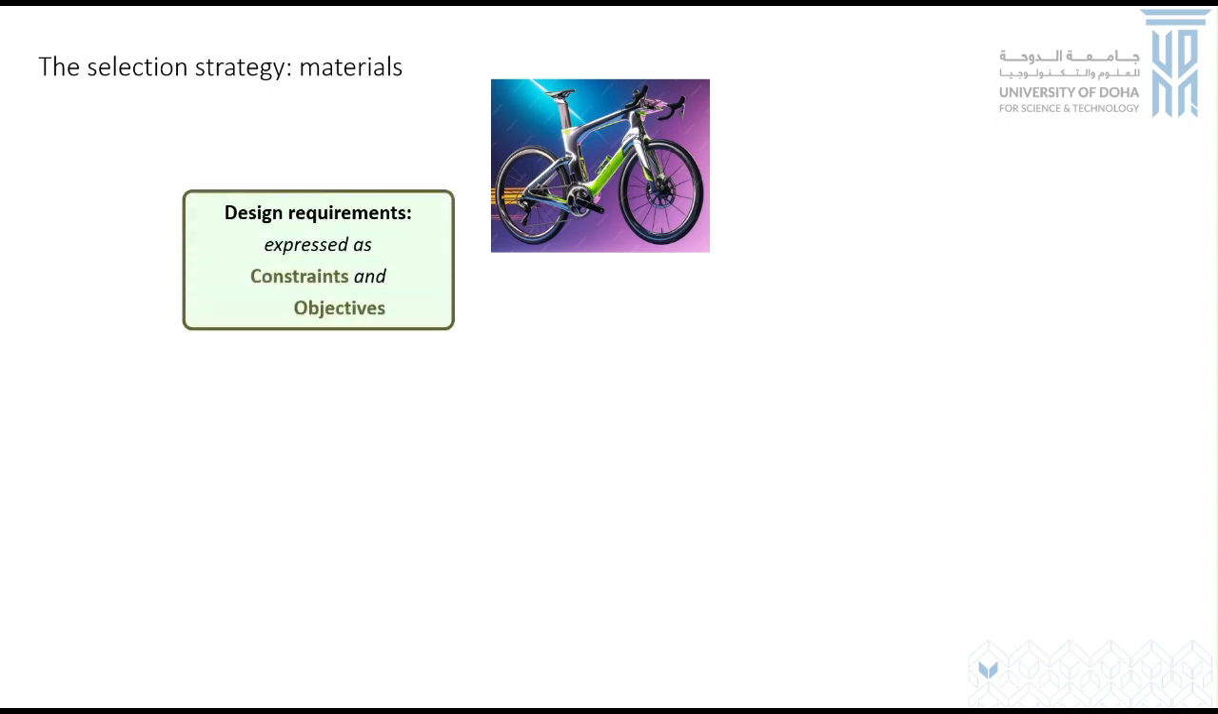The frame has a different function. The handlebar has a different function. The chain has a different function. And therefore, each one of those subcomponents will require a different material, and therefore the translation will be different for them. So right now, I can pick any of the components. And the first step that I am doing is to define the function and express your design requirements as constraints and objectives.